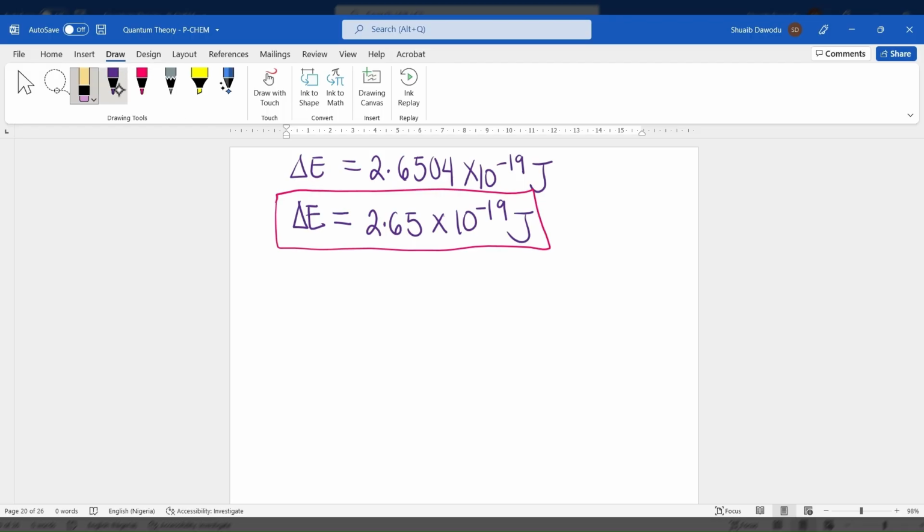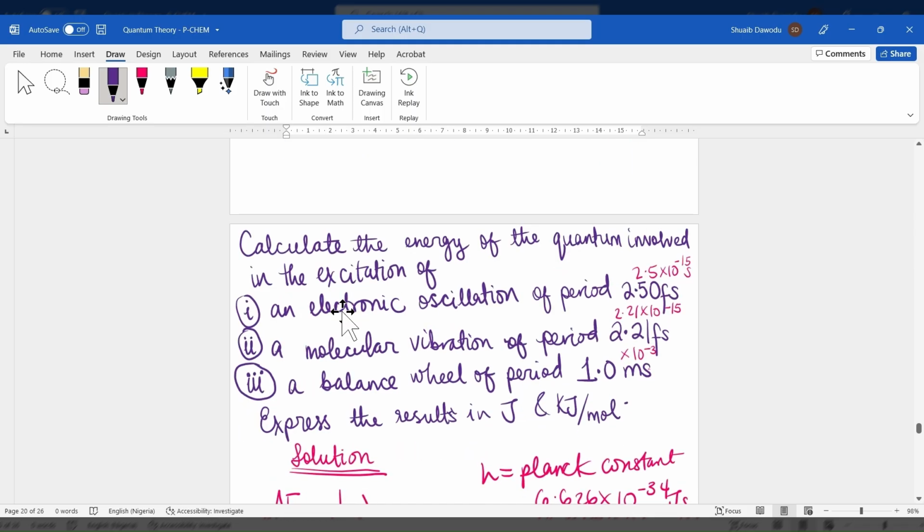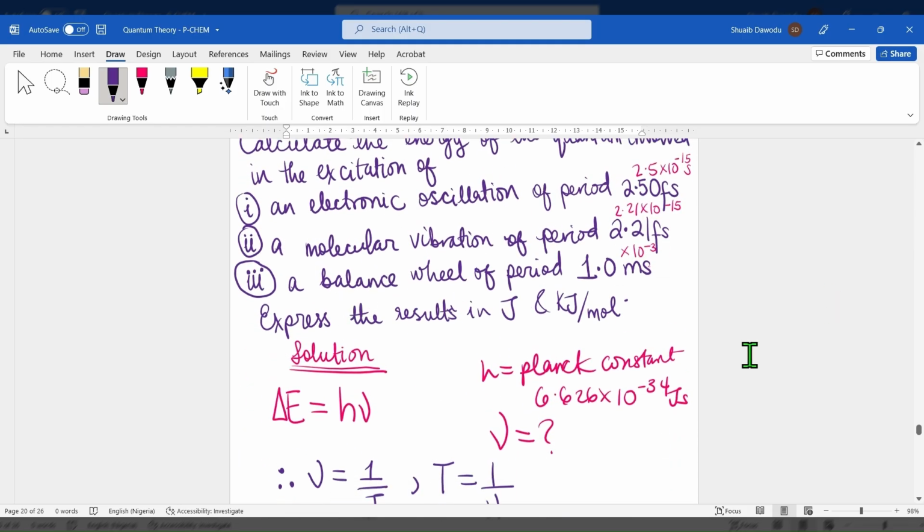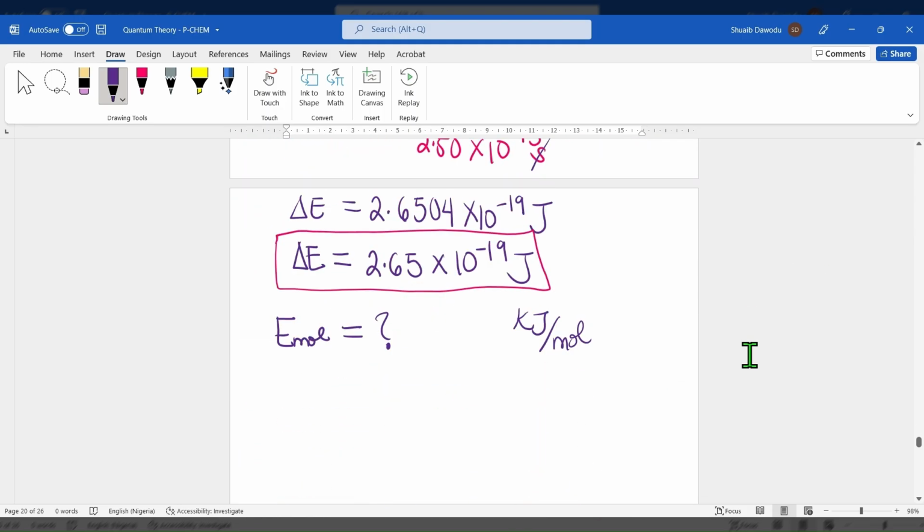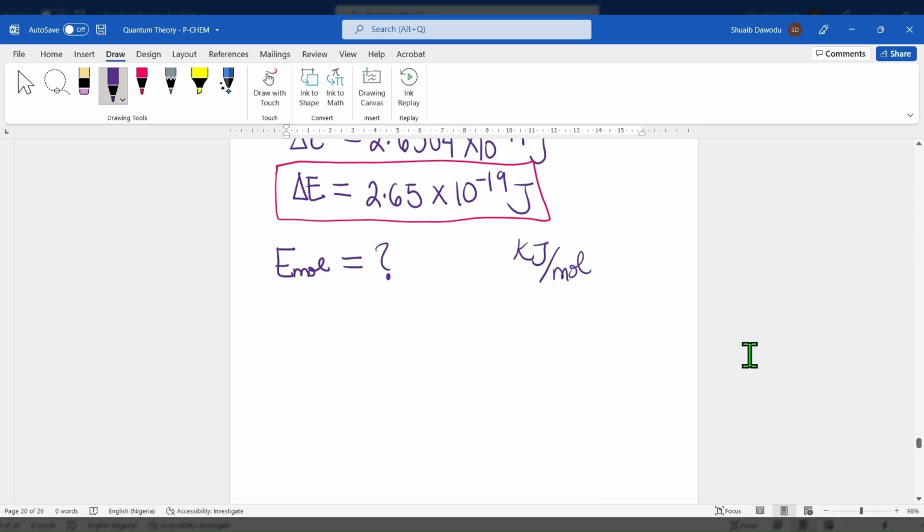The formula for energy per mole is very straightforward, and you have to also use your fundamental knowledge of science to do it. We don't know the energy per mole, but we want our final answer to be in kilojoule per mole. You'll be wondering, well, they didn't give us the number of moles of the quantum, so how do we do a question like this? Well, the way you do it is to go back to your fundamental knowledge of chemistry.